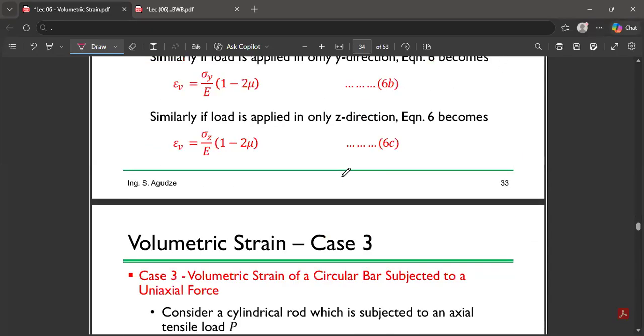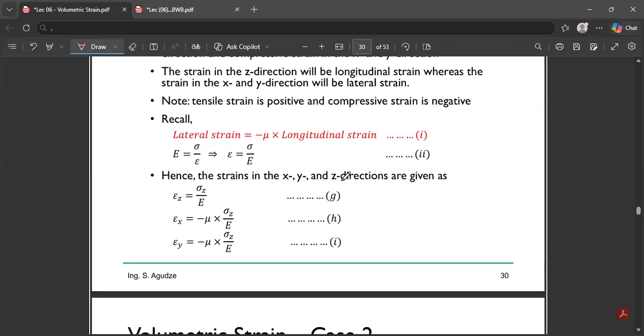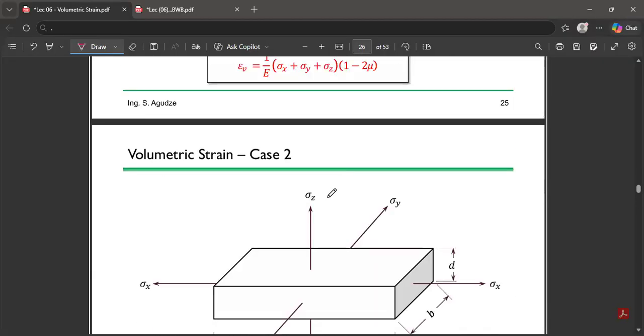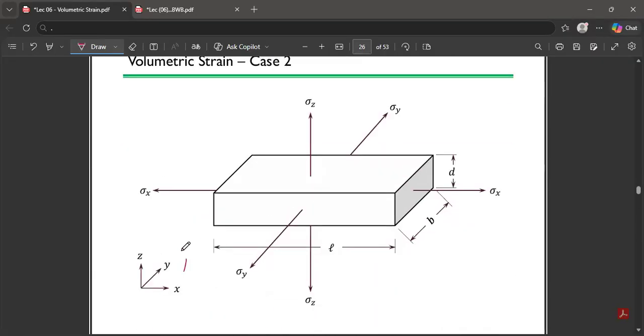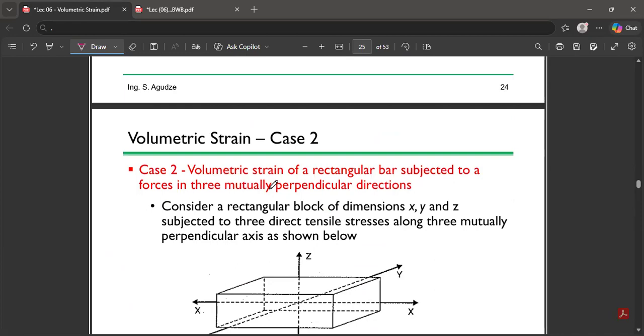Better still, we can go and investigate for ourselves to know. Let's go to case 2. I believe case 2 best explains this, and let's go to case 2 to see if that is really true. You see, this is case 2, and this is what I'm talking about over here. Case 2 is just about the volumetric strain of a rectangular bar, and the diagram we have is a rectangular one.